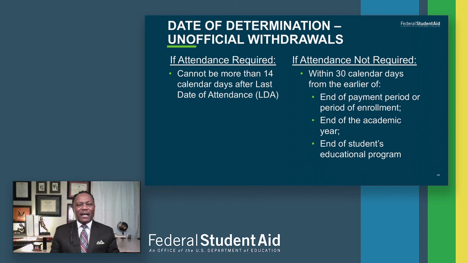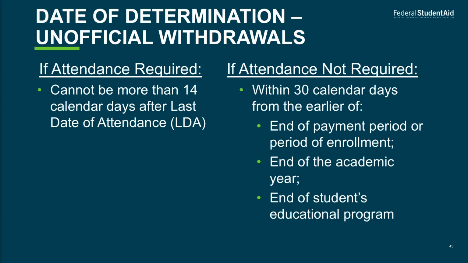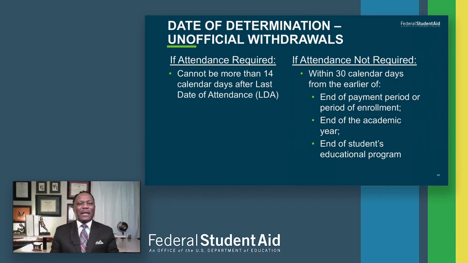In cases of an unofficial withdrawal at schools required to take attendance, the date of determination can be no later than 14 calendar days after the last date of attendance. In cases of an unofficial withdrawal at schools not required to take attendance, the date of determination can be within 30 days after the end of a payment period, academic year, or student's education program, whichever is earliest of the three.